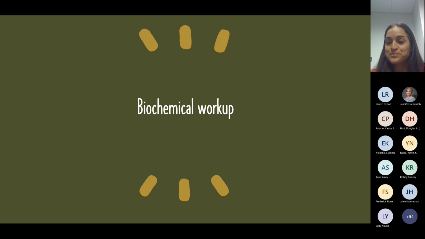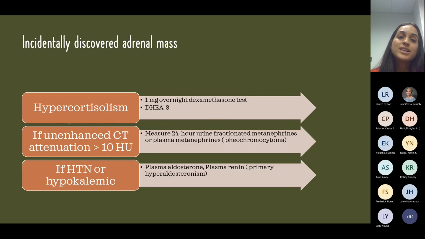Let's review the biochemical workup. When we have an incidental adrenal mass, we always have to check for hypercortisolism. The 1 milligram dexamethasone test is considered the most valuable test for adrenal incidentalomas and the evaluation of hypercortisolism. The cutoff that we use is 1.8. So if we have a result that is lower than 1.8, that rules out hypercortisolism. Also, we like to order DHEA-S, which in these cases, if we have hypercortisolism, is going to be low. Why? Because we are going to have a suppression of the ACTH that controls the production of cortisol and also can control the production of DHEA-S.